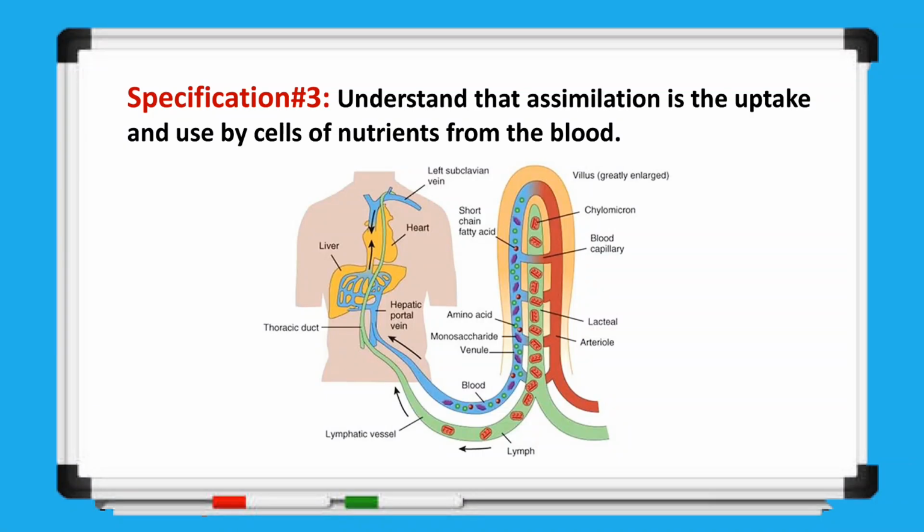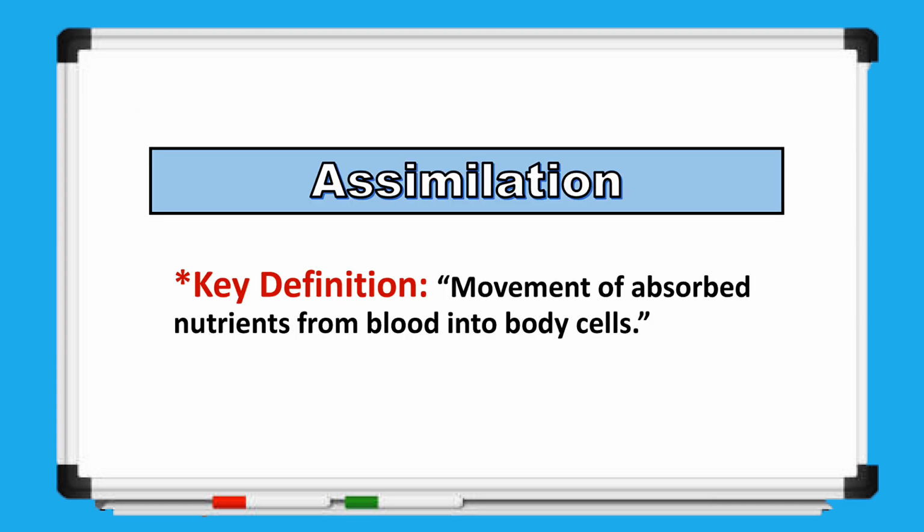Specification number 3 asks us to understand that assimilation is the uptake and use by cells of nutrients from the blood. In other words, once nutrients have been absorbed into the blood, assimilation is the stage where our body's cells actually take in those nutrients and use them for energy, growth, and repair. So, now we move on to assimilation.